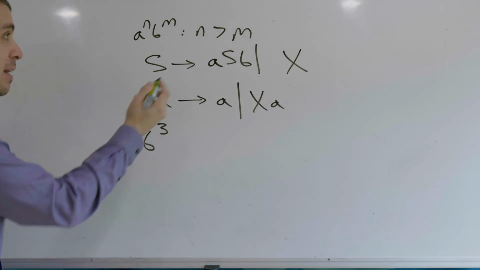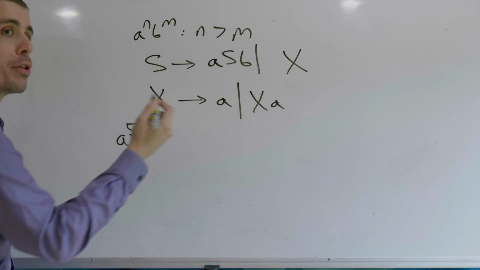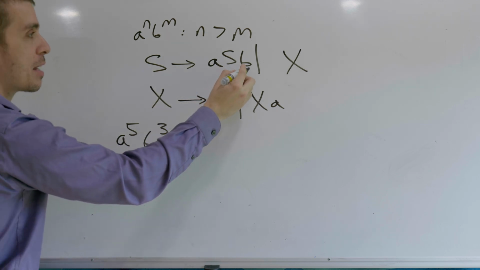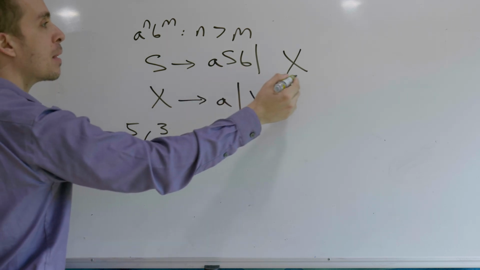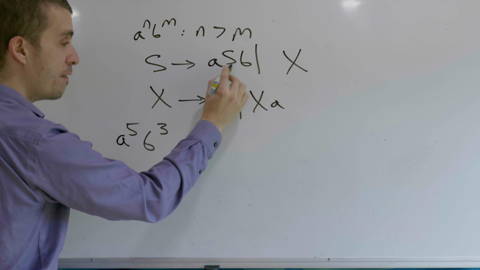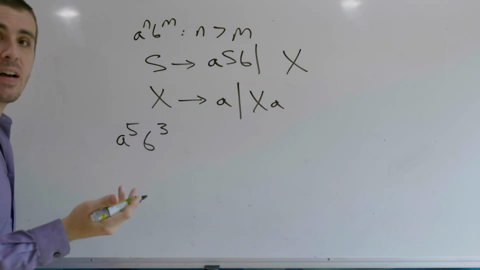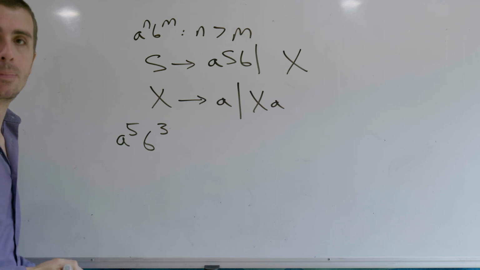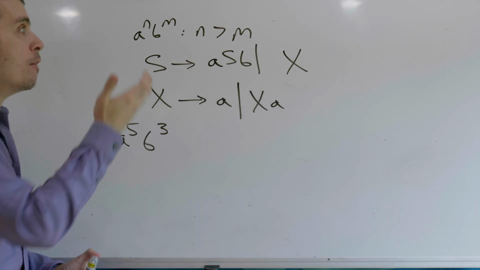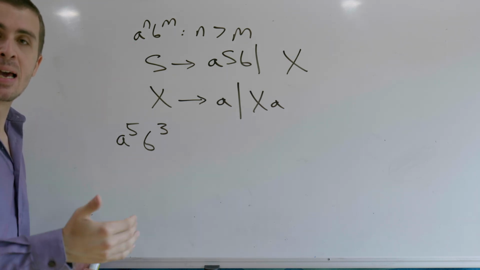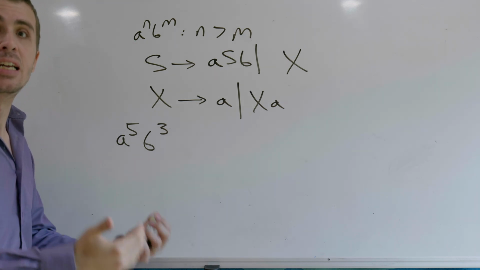Well, how does the grammar make this string? It applies this rule 3 times in order to make 3 b's and then 3 a's. And then the x variable, which is going to live in the middle right here, is going to spout off more a's. In fact, in this case, it's going to spout off 2 more. So this is a quick and easy grammar for all the strings of the form a to the n, b to the m, where n is bigger than m.